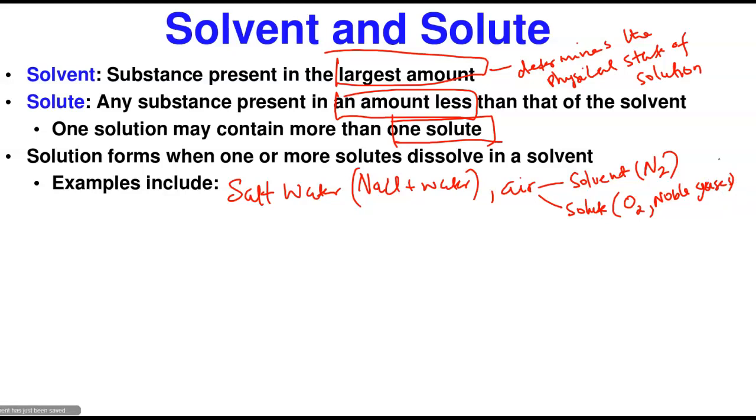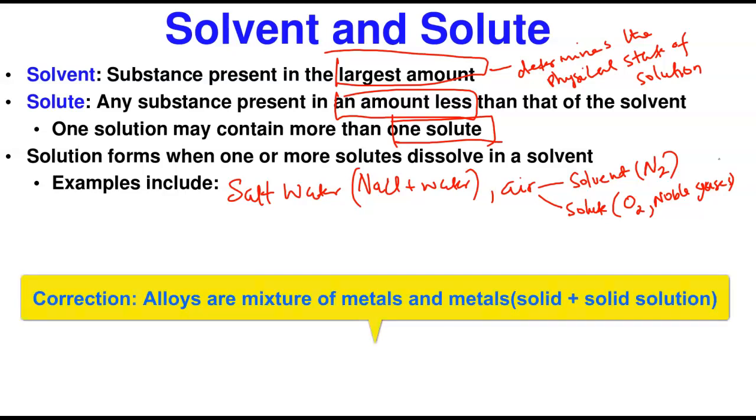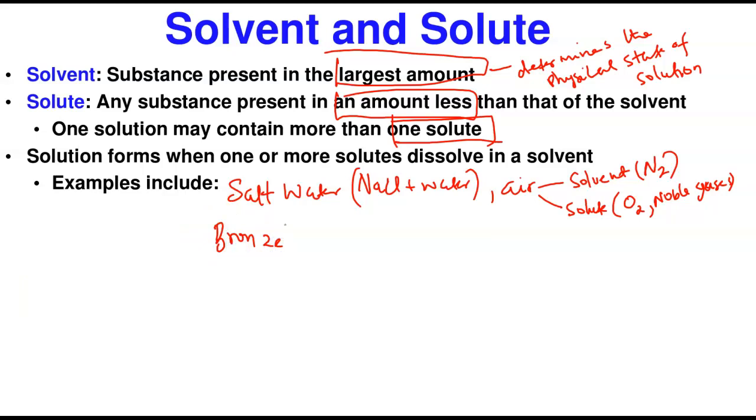Now, a solution can also be solid. This is where students usually get confused, they don't understand when they are told that alloys are mixtures of metal and non-metal. A good example is bronze. Bronze is a solid solution. This one, salt water, is a solid-liquid solution. This one is a gas solution. Bronze is made up of copper and tin.